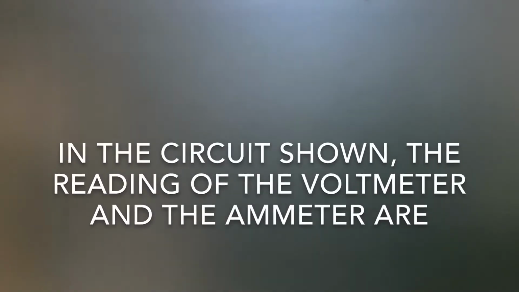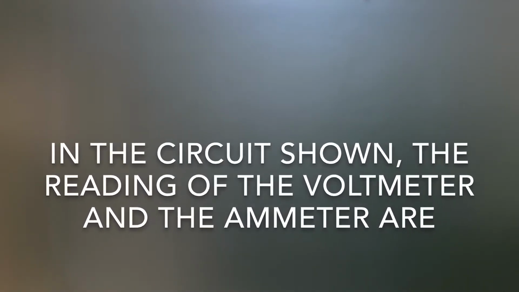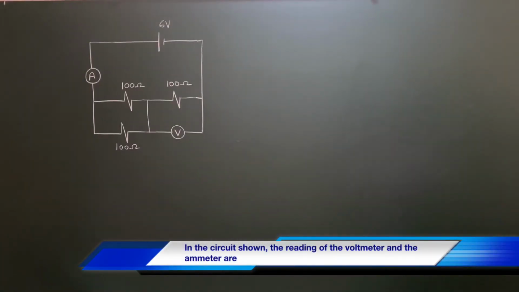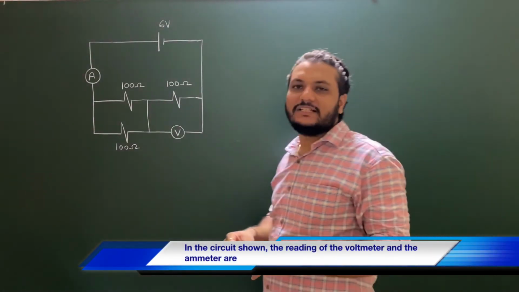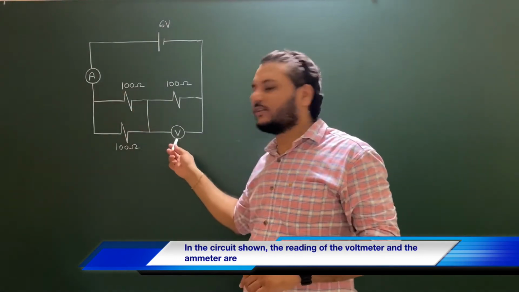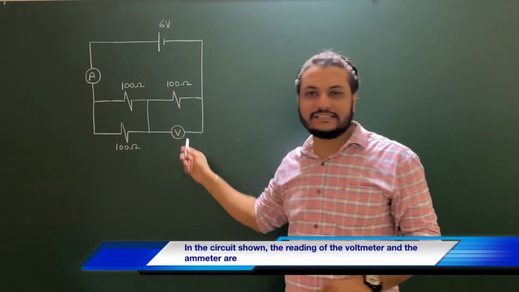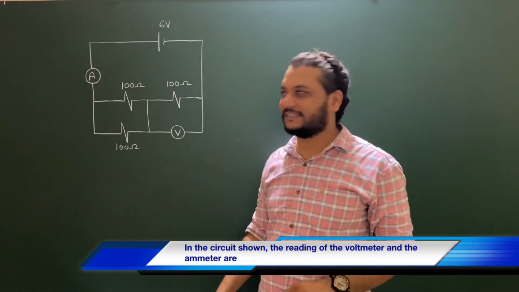In the circuit shown, the readings of the voltmeter and the ammeter are. So here we need to calculate the reading of the ammeter and the reading of the voltmeter. We all know the ammeter reads the current and the voltmeter reads the potential drop between 2 points.